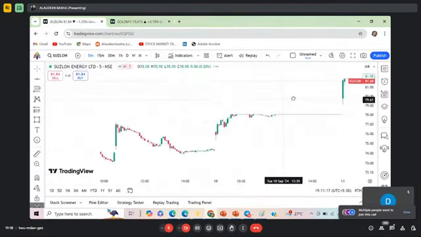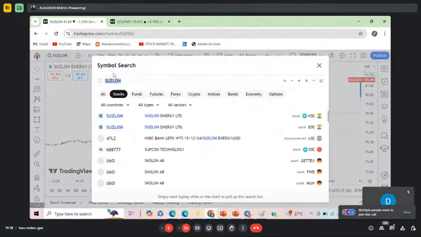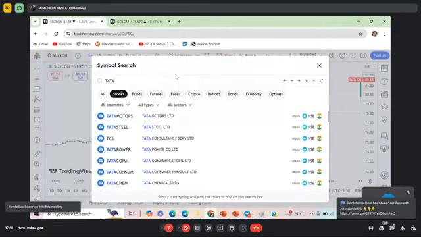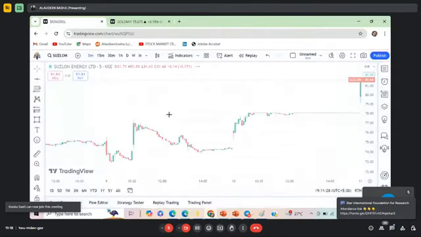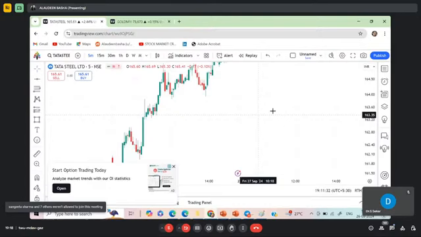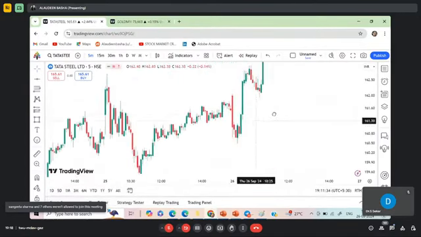This is also not an intraday script. Any other script? Tata Steel. Tata Steel is good. It's a high volume stock. So we'll find out the double top.